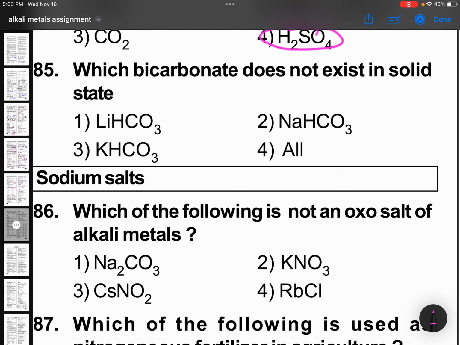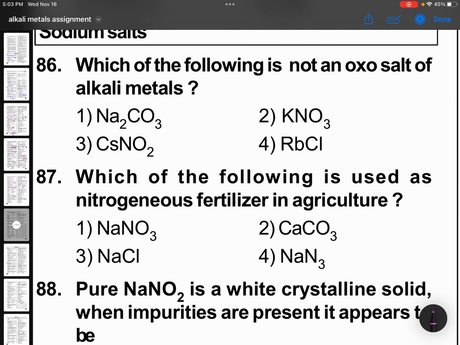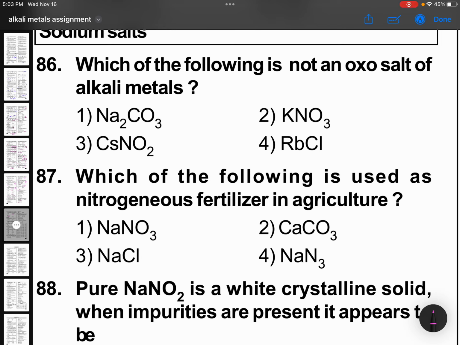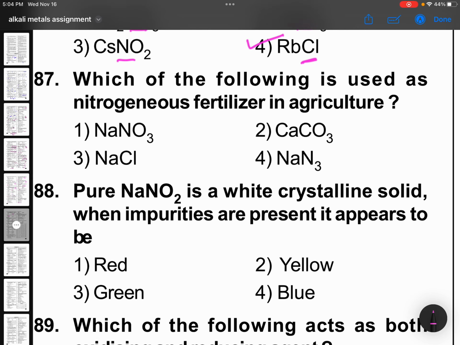Which bicarbonate does not exist in the solid state? LiHCO3 is always, this is one anomalous behavior. This is always in the solution state only, not in solid state. Which of the following is not an oxo salt of alkali metals? RbCl. Okay, this is not an oxo salt. Oxo means oxo acid salt. Okay, like HNO3, H2SO4, H2CO3, HNO2. This is a salt of hydroacids. HCl is a hydracid, you can say.